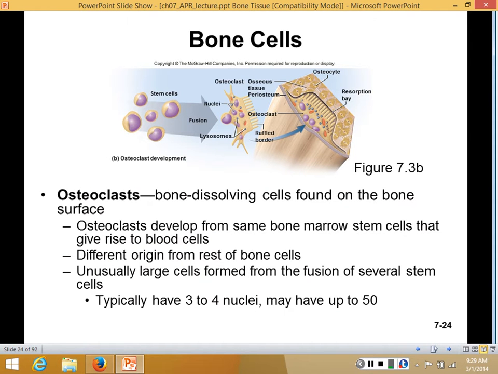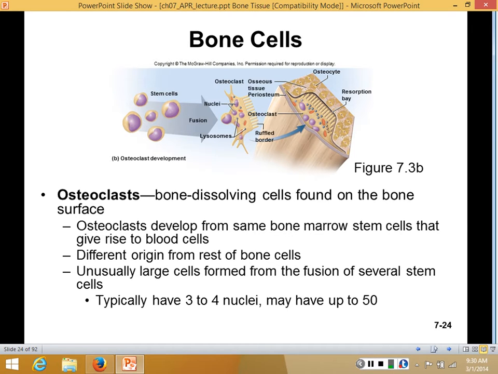Okay. Osteoclast, another bone cell involved in bone remodeling. They're your bone dissolving cells found on the bone surface. Guys, if you look up there, these cells live in what you call resorption bays. They're multinucleated. Look at the organelles they have. They have lysosomes. You learned that in basic biology. They are multinucleated. Remember that.